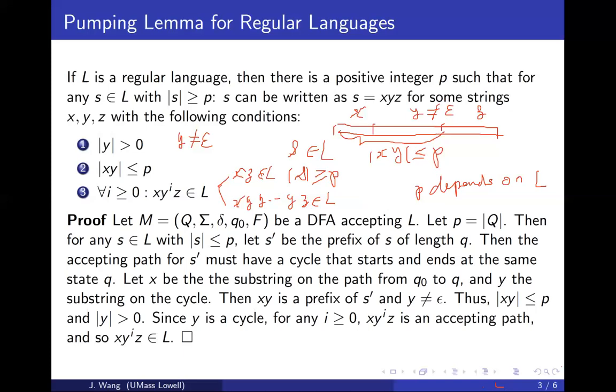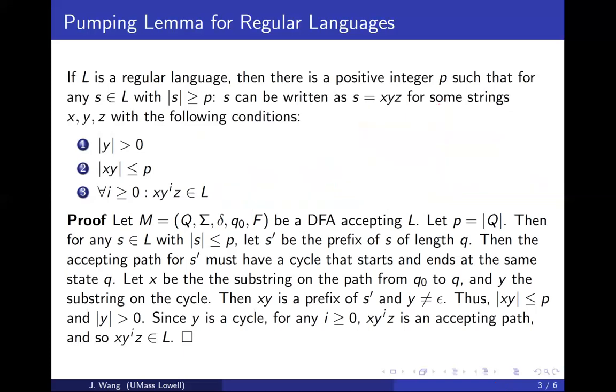So now let's look at how we prove this pumping lemma. The proof of this pumping lemma is actually pretty straightforward. First, because we know that L is regular, that means there is a DFA, let's call it M, such that M accepts L. So now we simply let P be the number of states in M. Then for any string S in L with length of S greater than or equal to P. Okay, this is a typo, it should be greater than or equal to P. It has to be long enough.